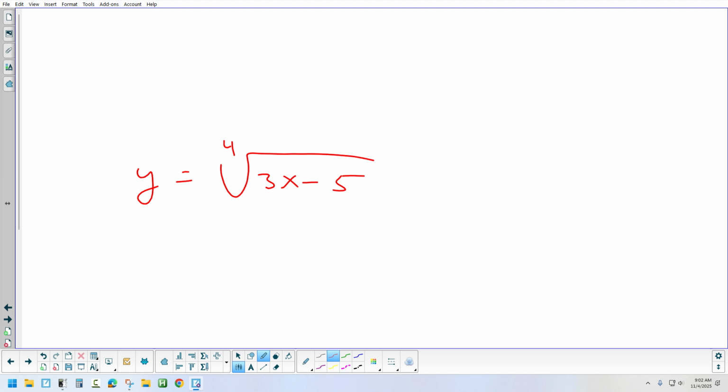Yeah, 3x minus 5 under the radical. So that's the 4th root of 3x minus 5. There's no powers there. That 4 is not an exponent. What is the 4? It's the index. Yep, so 4 is the index. And then what if I just said, what's the radicand, from what you see on the board? 3x minus 5. Yep.